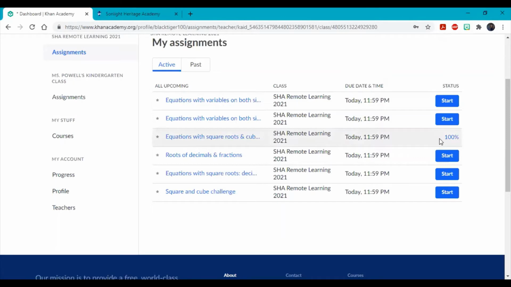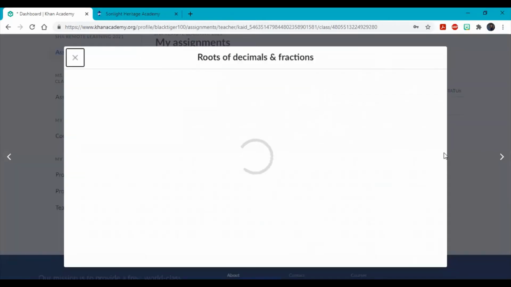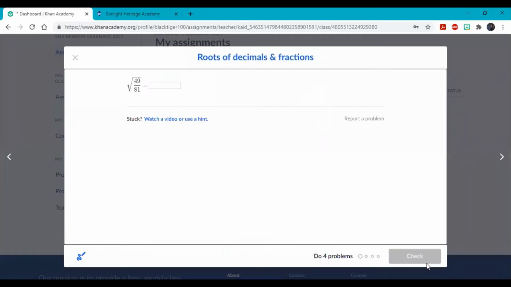Let's look at one more for the 8th grade class. Let's look at the next one, roots of decimals and fractions. Let's look at that one. So we'll click start. Again, we have 4 questions. Let's go with this one. So this problem is, we're supposed to find the square root. So this sign here is square root. They're asking us to find the square root of 49 over 81. So of course, here's a calculator.